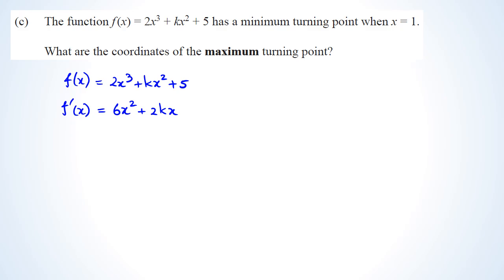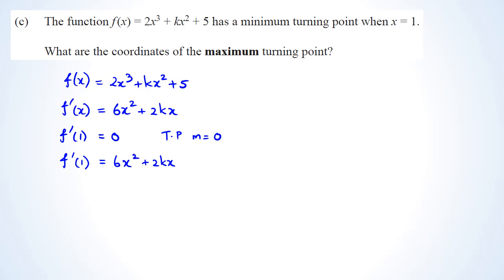Now it tells you that it has a minimum turning point when x equals 1, which means we can say f dash of 1 equals 0. Remember that a turning point happens when the gradient is equal to 0. So because they say when x equals 1 there's a minimum turning point, we can say f dash of 1 equals 0. So I'm going to take this f dash of 1 and substitute it in this equation, which is 6x squared plus 2kx.